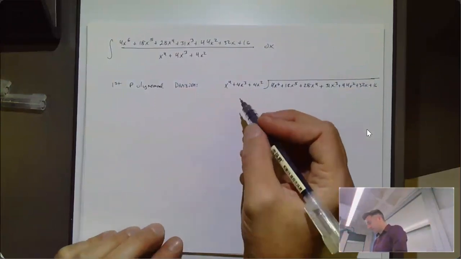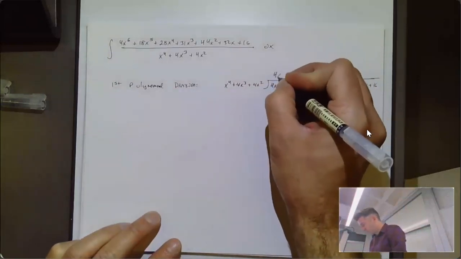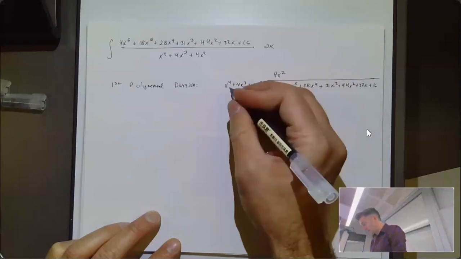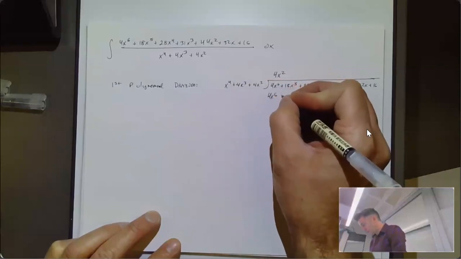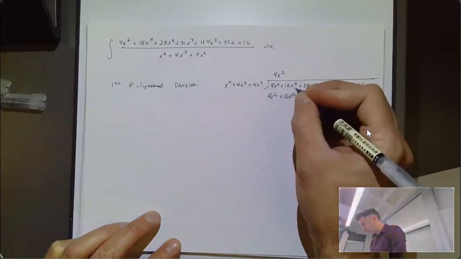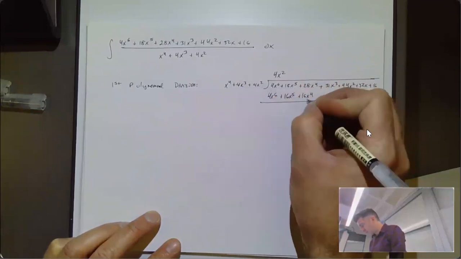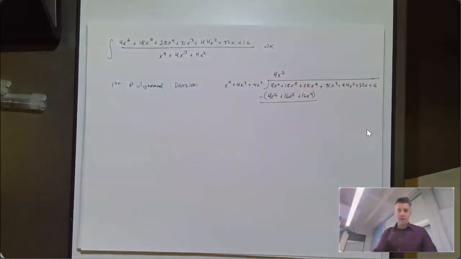So let's see. When you multiply by x to the fourth to get 4x to the sixth, it's going to be exactly 4x squared. And then we multiply by everything. So you get 4x to the sixth plus 4x squared times 4x cubed is 16x to the fifth. 4x squared times 4x squared is 16x to the fourth. Subtract.